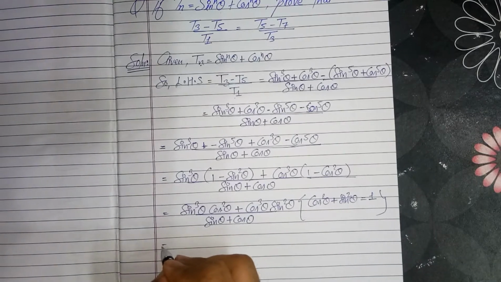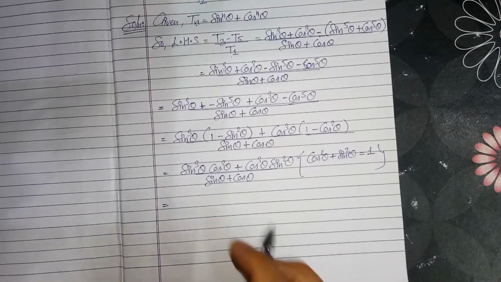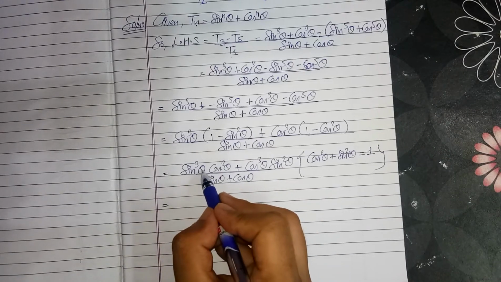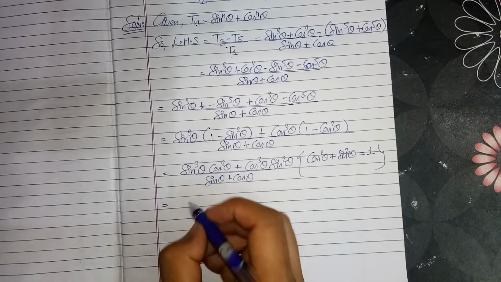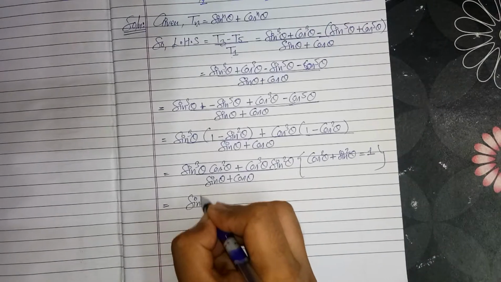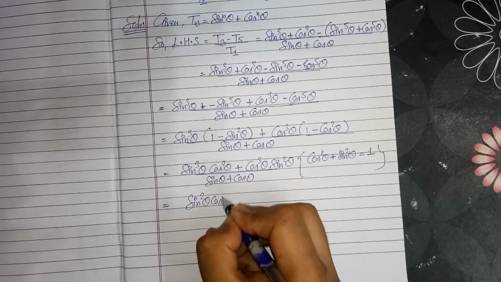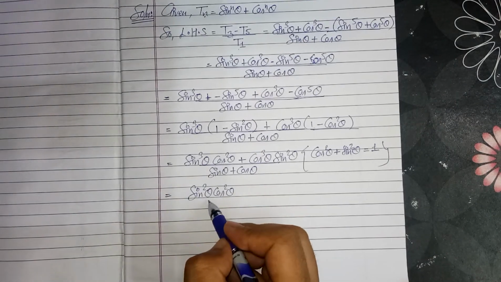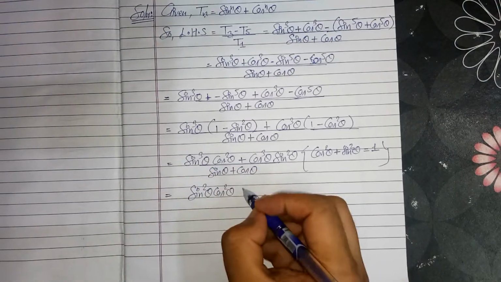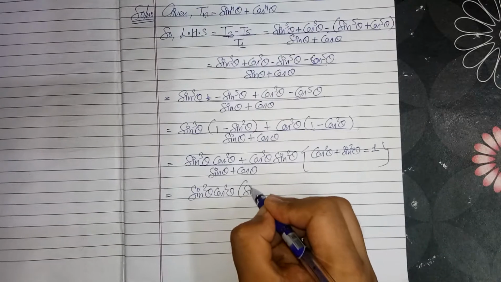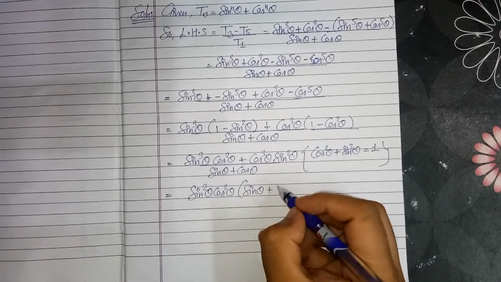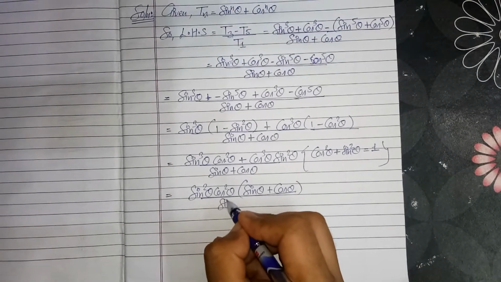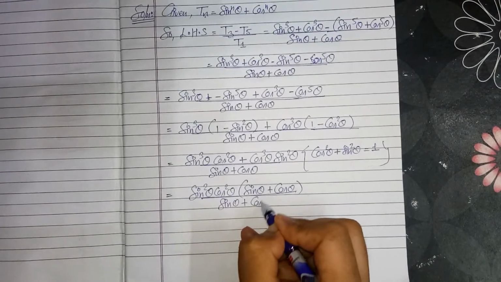Now what we can do here is that we can take sin square theta cos square theta common from both. This is sin square theta cos square theta. Now if I take sin square theta cos square theta common, so in this part I get sin theta remaining, plus here we have cos theta remaining, right? So this is whole divided by sin theta plus cos theta.